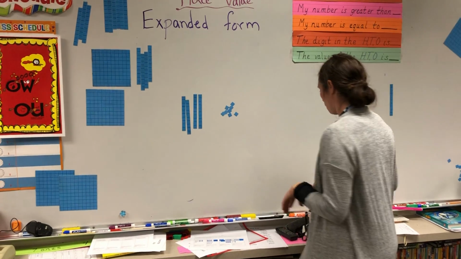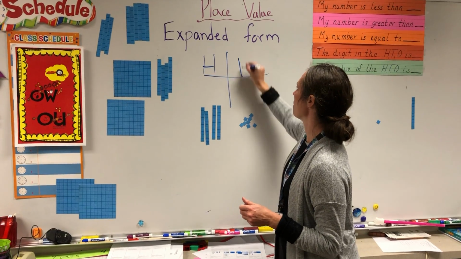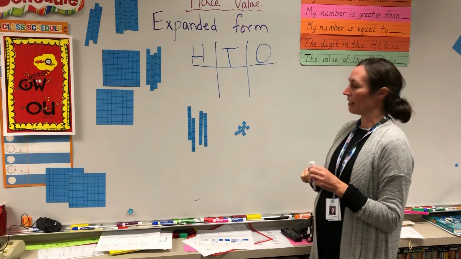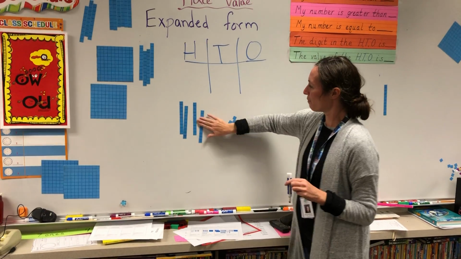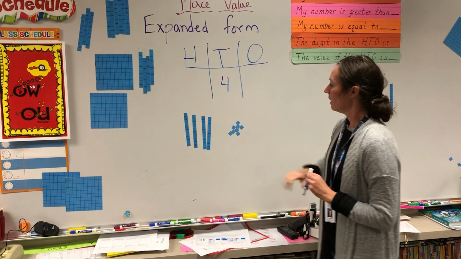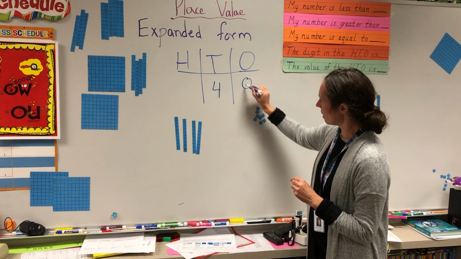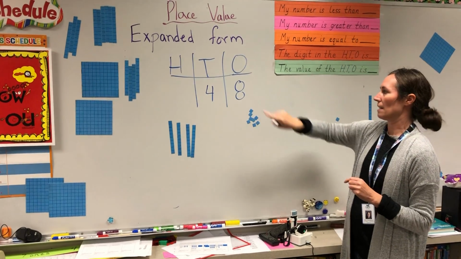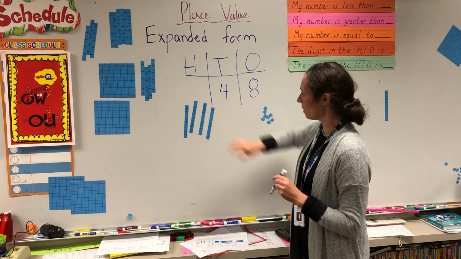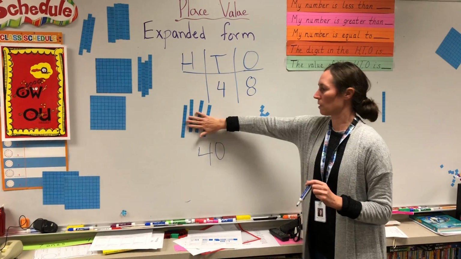So I'm going to throw up an H2O chart, HTO chart. I always say H2O. It's not water. It's hundreds, tens, and ones. It's not water. Okay. So I have 4 tens. So my digit in my tens place is 4. And I have 2, 4, 6, 8 ones. So my digit in my ones place is 8. But my values for these are, I've got 10, 20, 30, 40. I'm going to write it in expanded form. My value is 40. I have 4 tens.